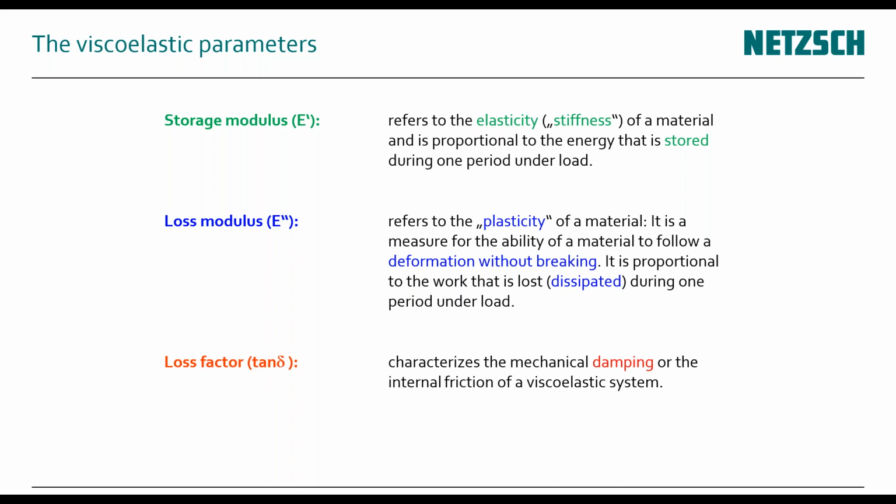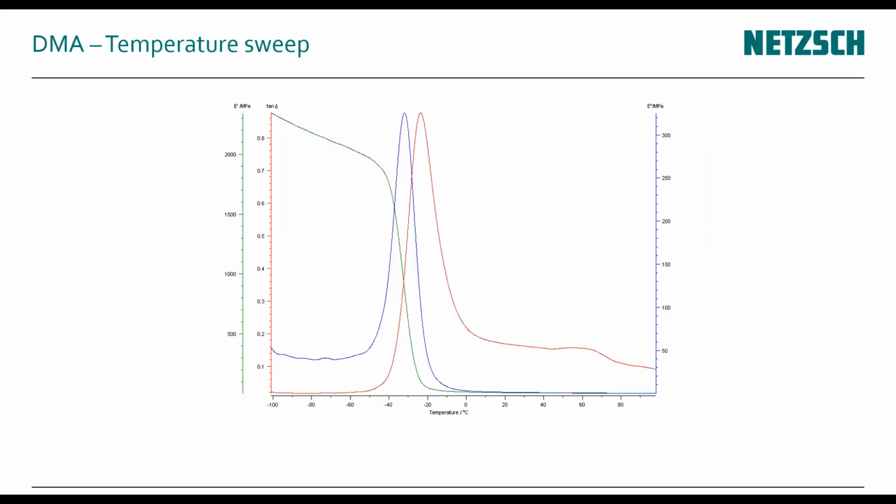And the third parameter that we get is the tan delta. This characterizes the mechanical damping or the internal friction of a viscoelastic system. And this can also be at some point interesting for composites.